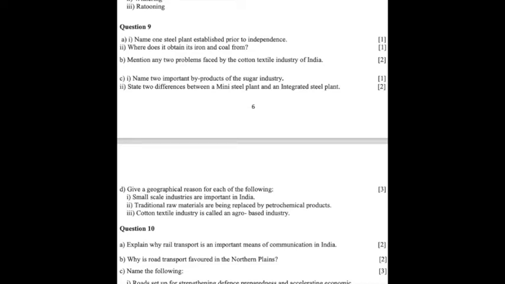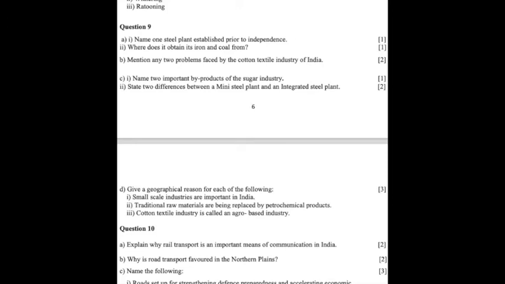State two differences between a mini steel plant and an integrated steel plant. A mini steel plant uses scrap iron as raw material left behind by the integrated steel plants. Integrated steel plant uses the iron ore, that's pig iron, as raw material. Mini steel plant uses electric furnace. Integrated steel plant uses blast furnaces. Mini steel plant requires low capital investment. Integrated steel plant requires a large capital investment.